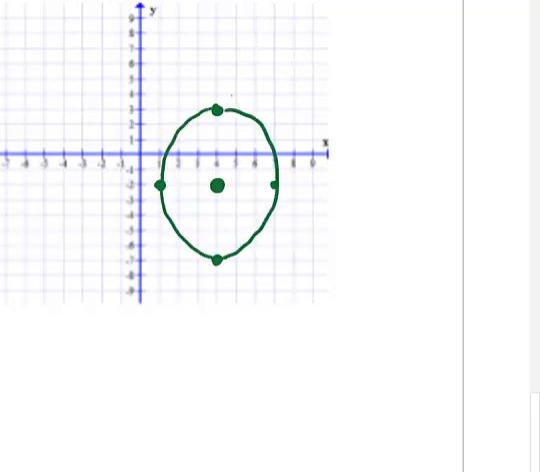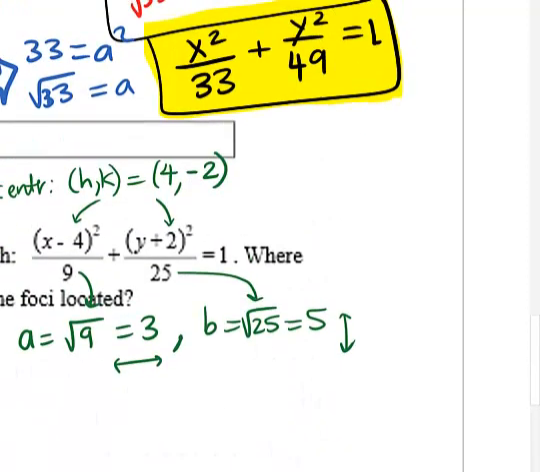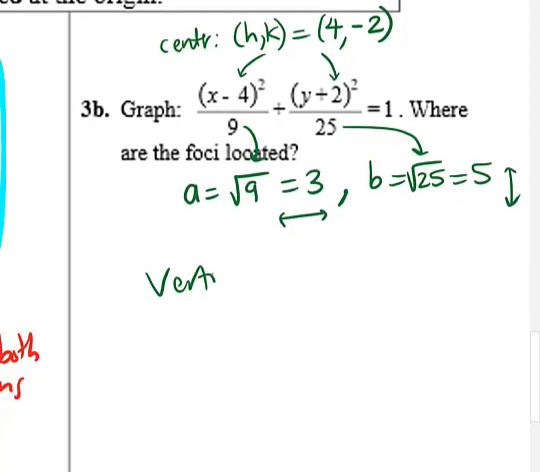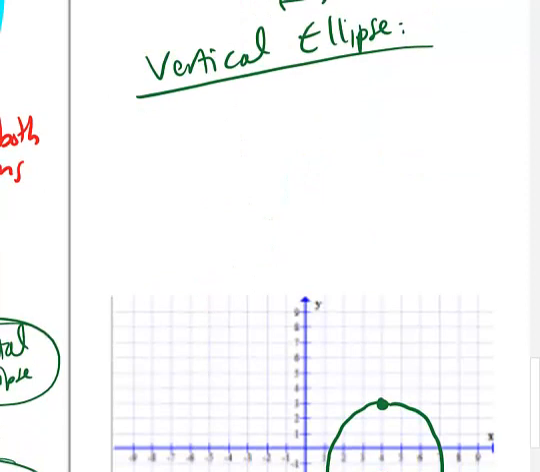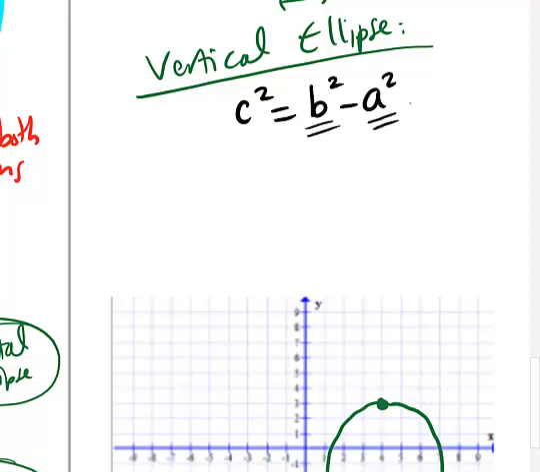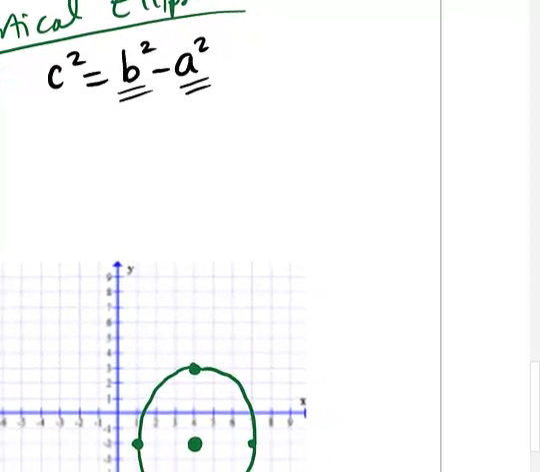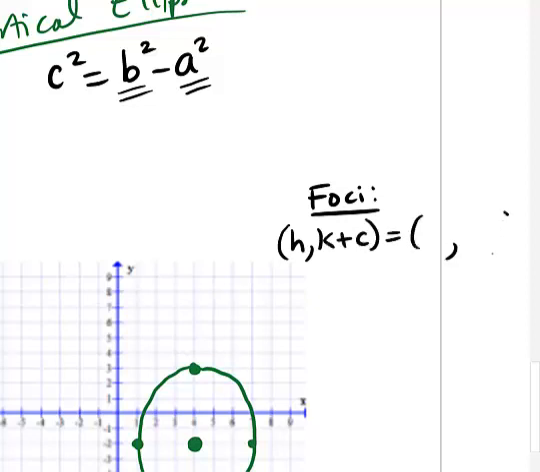Either looking at the graph or at the values of a and b, I can tell this is a vertical ellipse because it's more stretched vertically than horizontally. So that means, first of all, to find c, we're going to use a slightly different formula: c squared equals b squared minus a squared. Whichever one's bigger is going to be the one that comes first in this little formula. And also, because it's a vertical ellipse, once I find c, the foci are going to be at h comma k plus c, and the other one is going to be h comma k minus c. But first we have to find c.